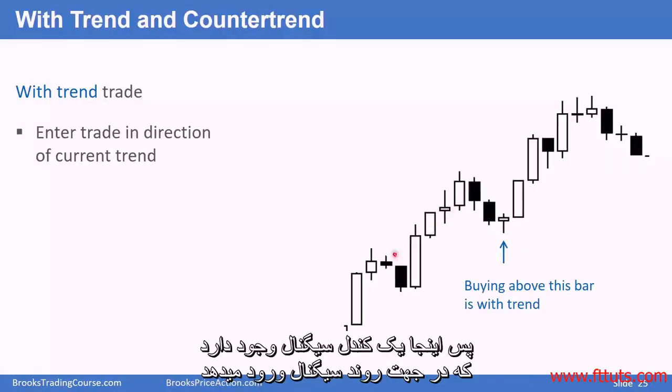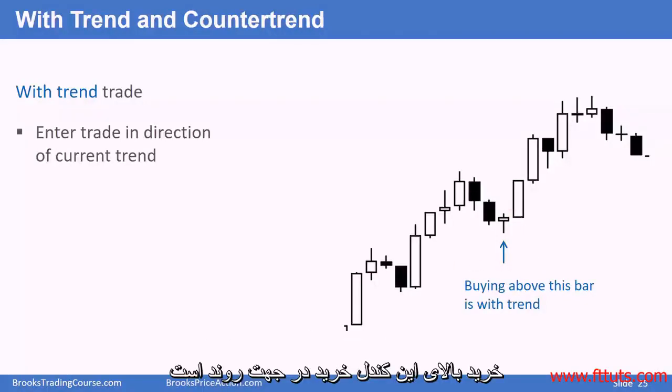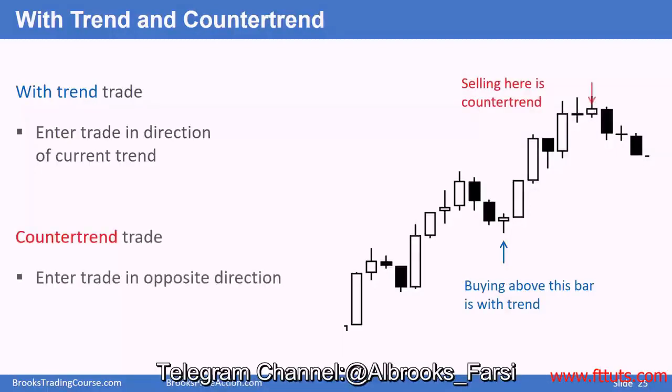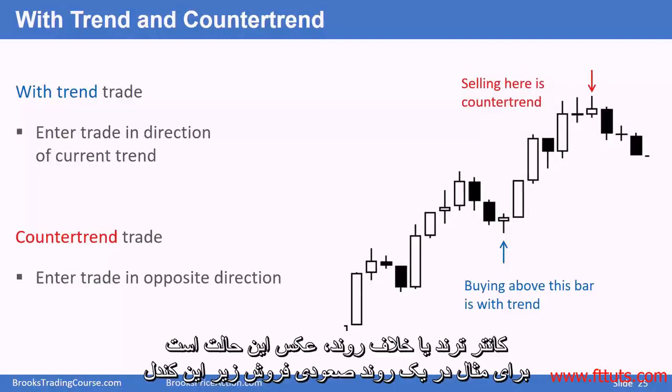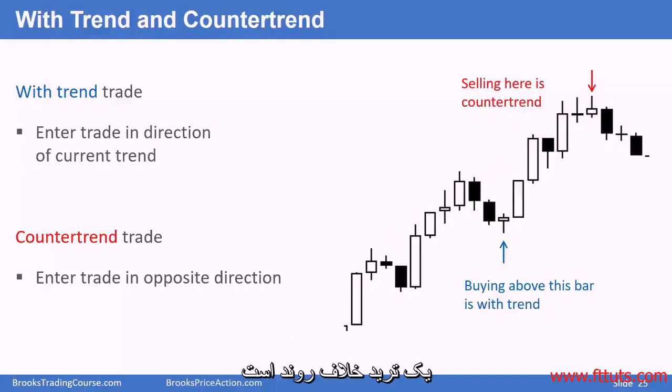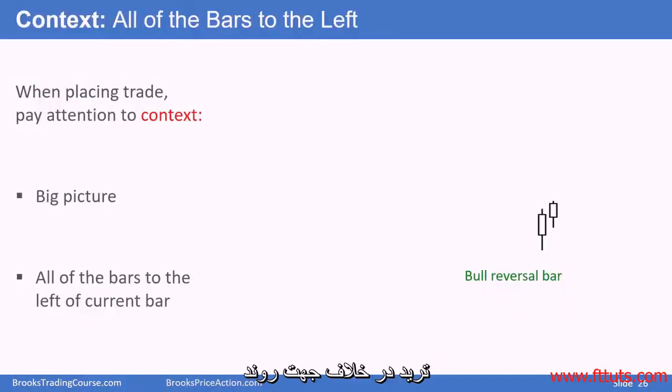We're with the trend. We're trading in the direction of the trend. Buying above this bar is buying with trend. Counter trend means doing the opposite. For example, we have a bull trend, and if I'm selling below that bar right here, it's a counter trend trade. So I'm trading in the direction opposite to the trend.